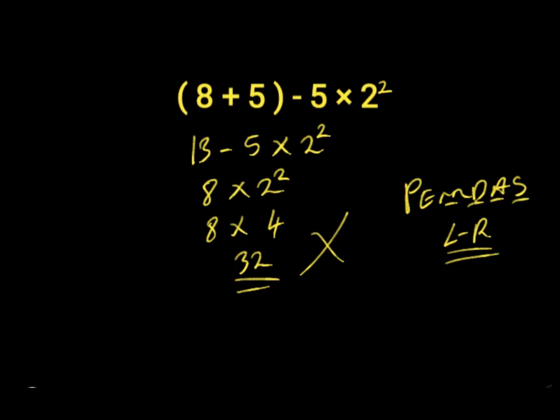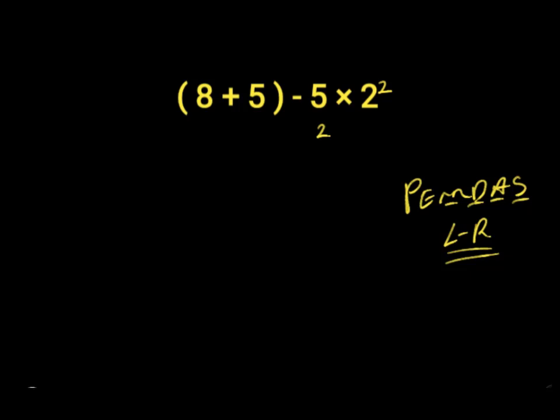Let us solve the right answer to this question. First of all, we are going to solve our parentheses because it comes first. Now our parentheses, we have 8 plus 5. 8 plus 5 will give us 13. Put down our 13 here. Then we'll bring down our 5 times 2 to the power of 2.